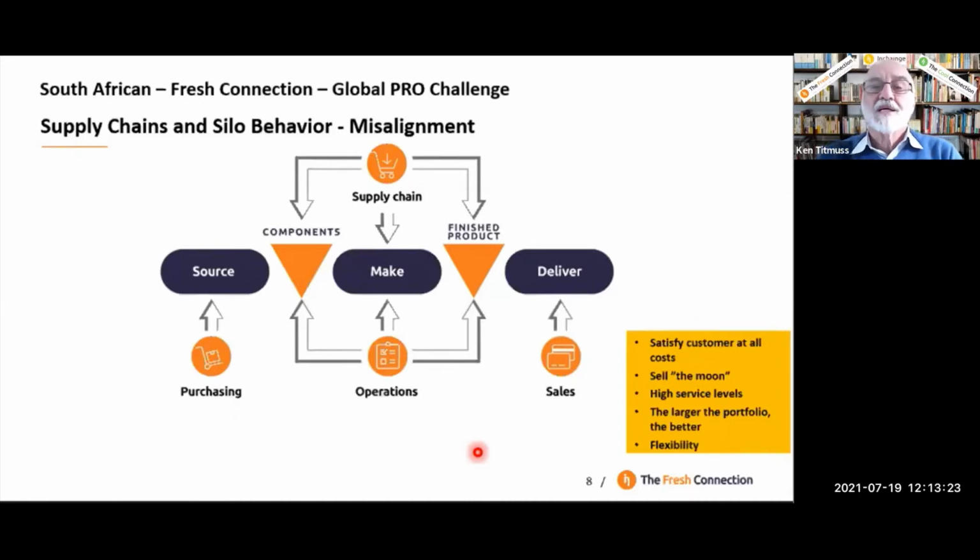Preventing excesses and shortages at the same time. We need the right inventory at the SKU level and not at the financial level. So there's a lot of trade-offs here, and this is one thing we learn in the Fesh Connection as well, the trade-offs. We do something.